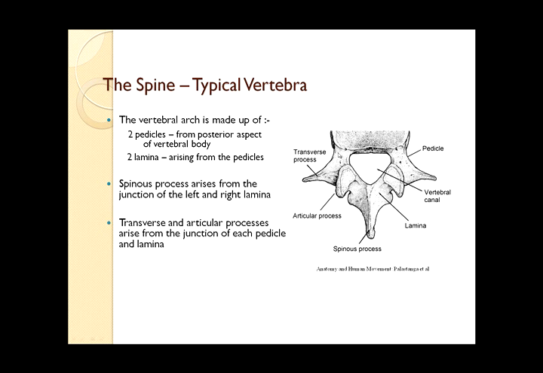At the junction of each pedicle and each lamina, we have three processes. We have the transverse process here, and these are like little wings, they're little levers for the attachment of ligaments and muscles for spinal movement and spinal stability. We then also have the articular process. So there's one articular process here projecting upwards, and on the underside of this vertebra we'll have another articular process.